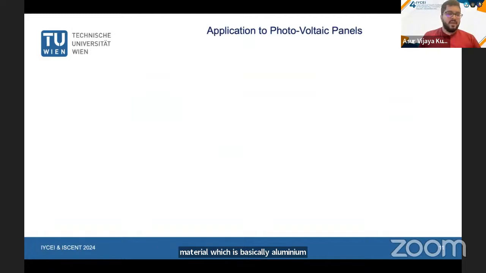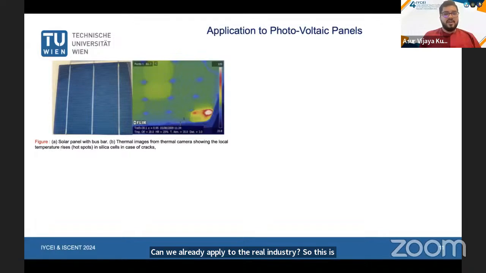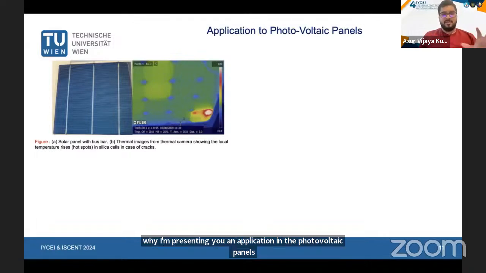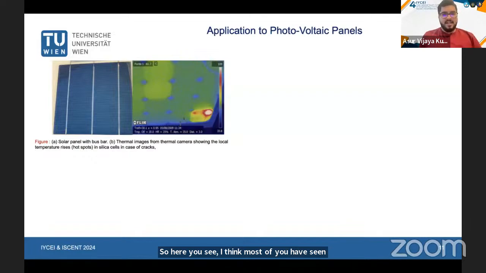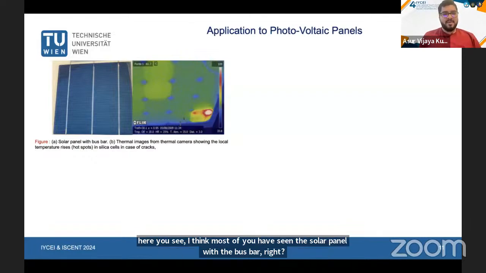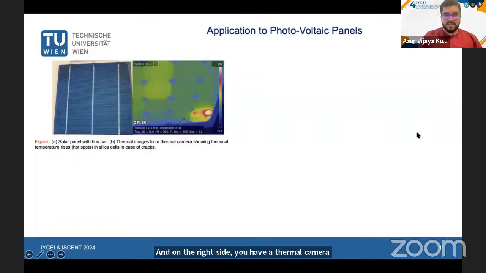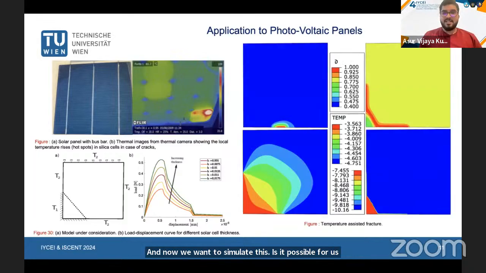Now, what can we do for a real industry problem? Is it possible that we can already apply this to the real industry? So this is why I'm presenting you an application in photovoltaic panels. So here you see, I think most of you have seen the solar panel with the bus bar, right? And on the right side, you have a thermal camera. So the last one, this one is a broken one. So here you see a stress concentration. And now we want to simulate this. Is it possible for us to know when exactly this happens? And the answer to this is yes.